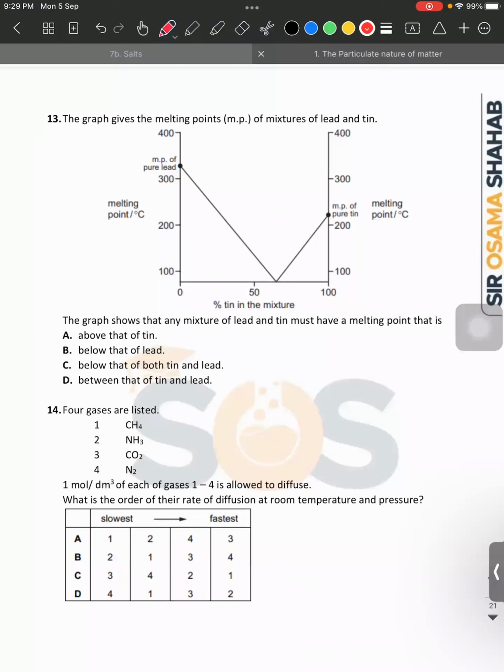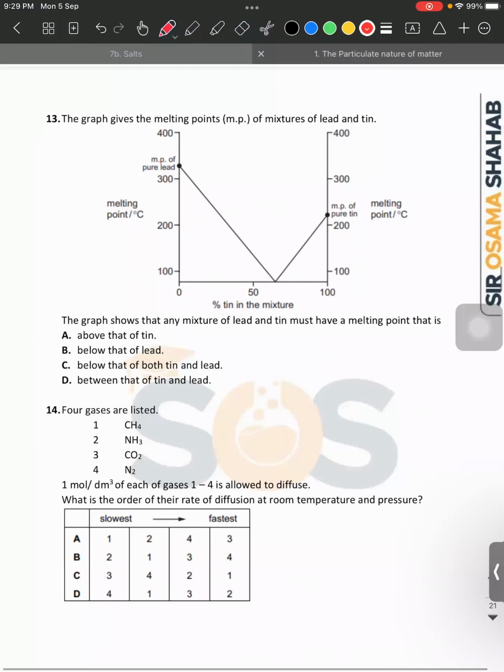So B या D है कोई. देखें, this is actually the mixture, ना? So just look at over here. For example, if the melting point of lead is more than 300 and the melting point of tin is almost 200, now when we mix these two, definitely the melting point may be here, or maybe less than this, right? So any melting point can happen, but remember, it cannot go above this, right?